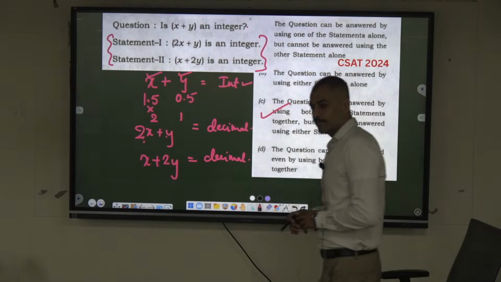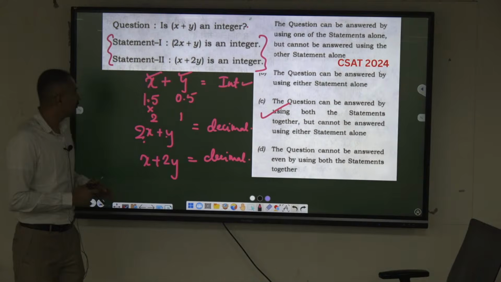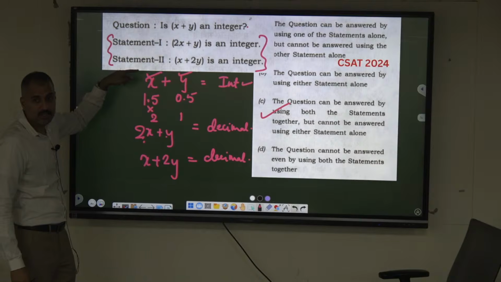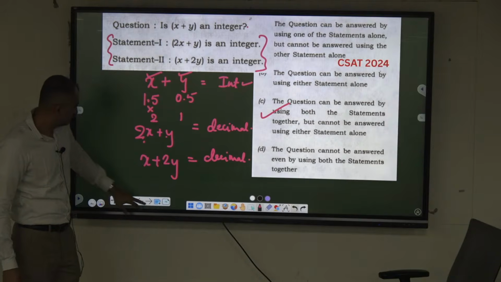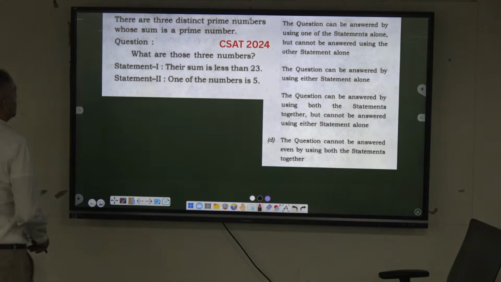Okay, got it? See, comprehend these things. And also sometimes they will be tricky. In those cases, what to do? Skip.